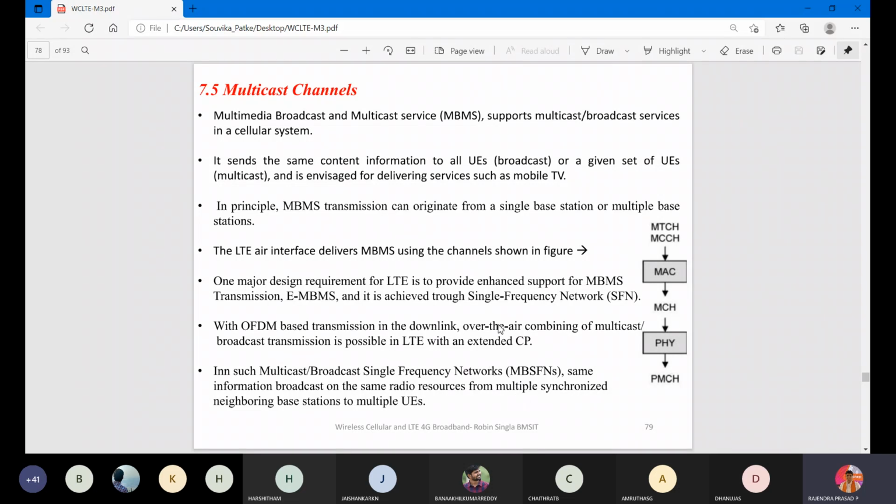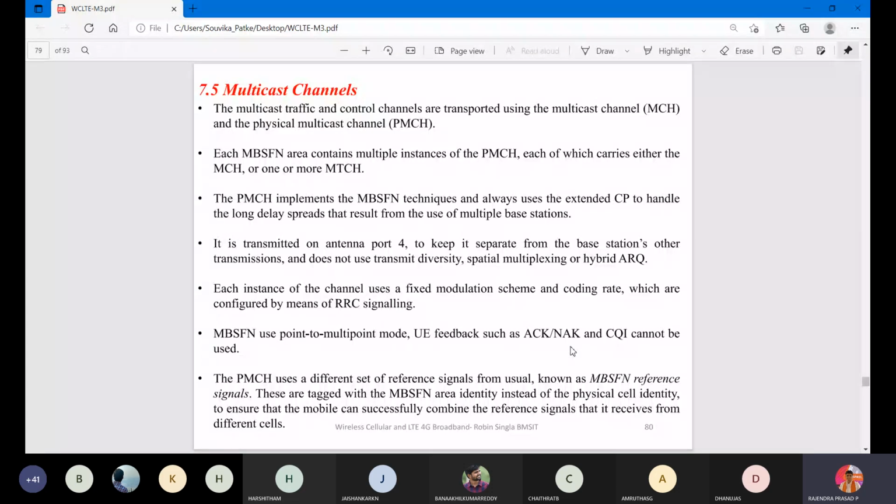Right. Again it will have an extended CP. Again it will have multiple resource channels, and multiple user equipment along with the bandwidth. Okay. So again it is going to use these channels. So it is transmitted on antenna port 4 to keep it separate from the base station's other transmissions, and does not use transmit diversity, spatial multiplexing or hybrid ARQ.